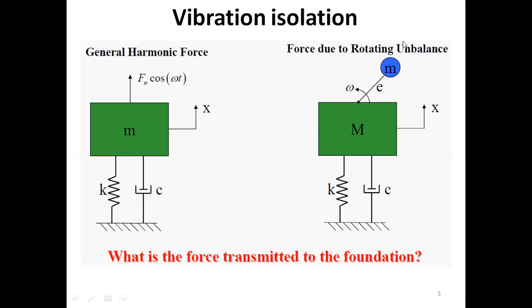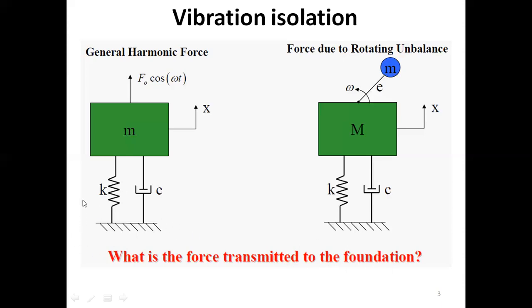Because of that, we have an excitation force which is a function of time, with frequency omega, which is the speed of the rotor. And this is the response of the system. Again, we are taking all of the elasticity of the system into this spring, and all of the energy losses into this damper. And this represents the foundation. So the question is, what is the force transmitted to the foundation or the chassis?